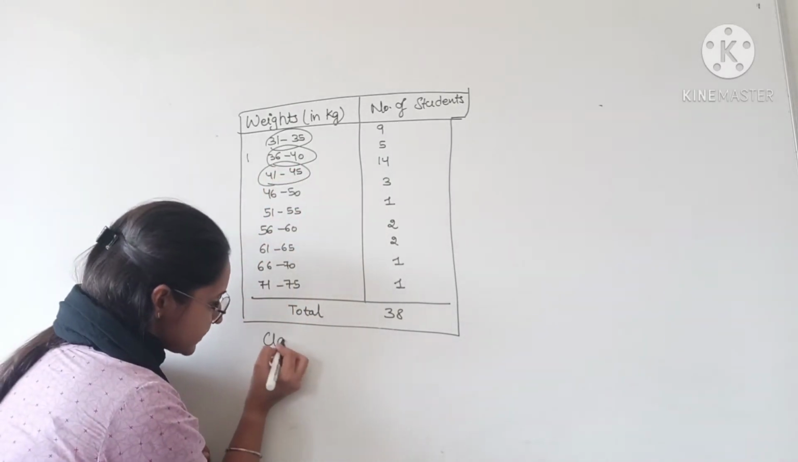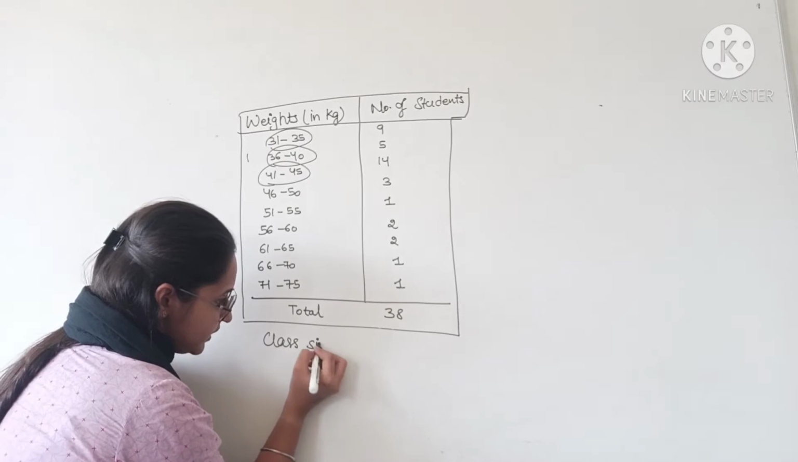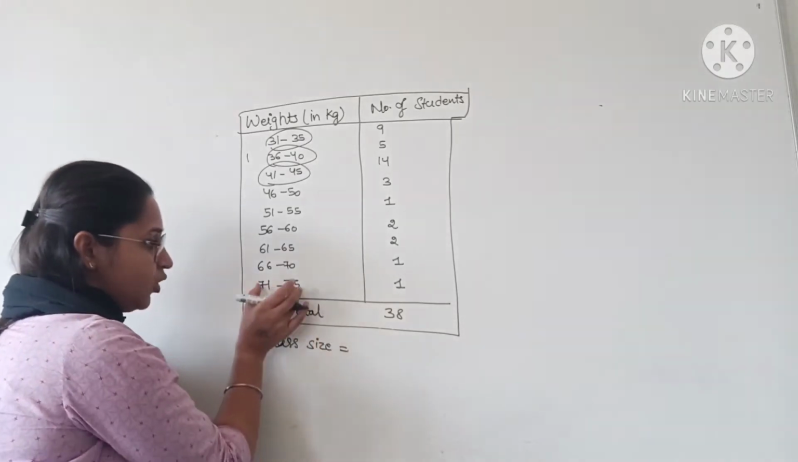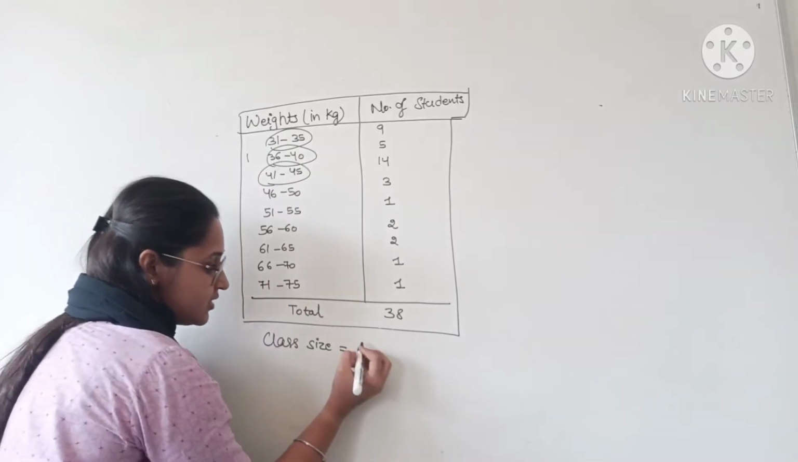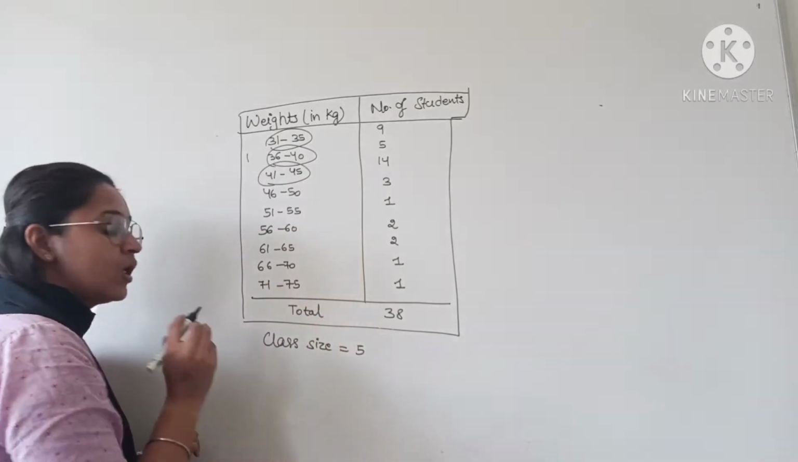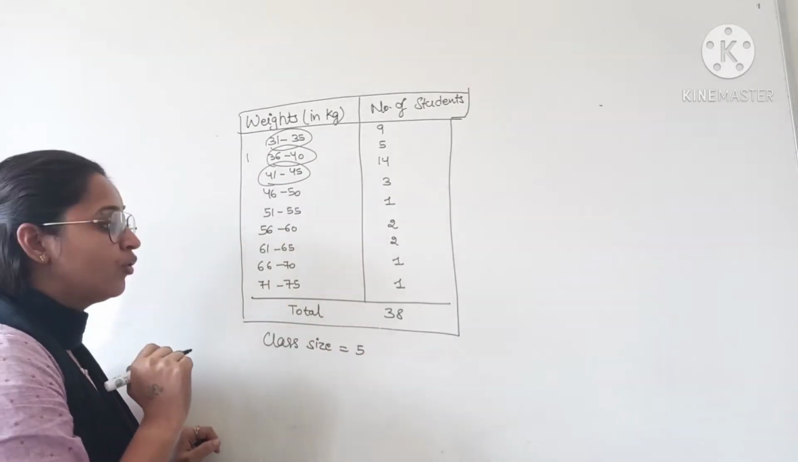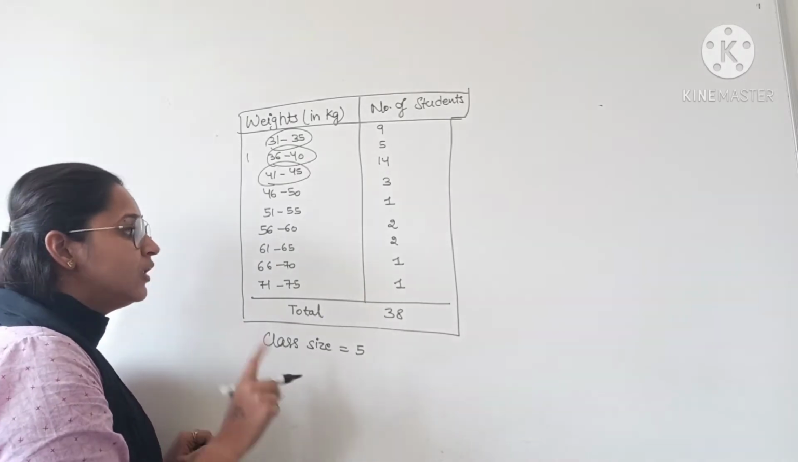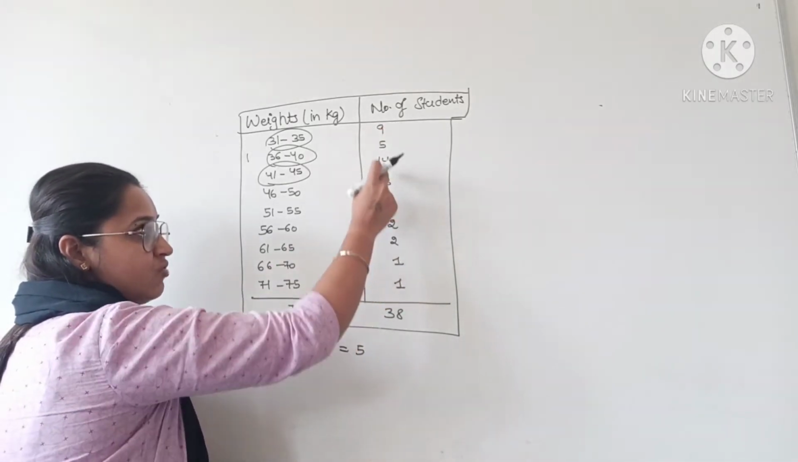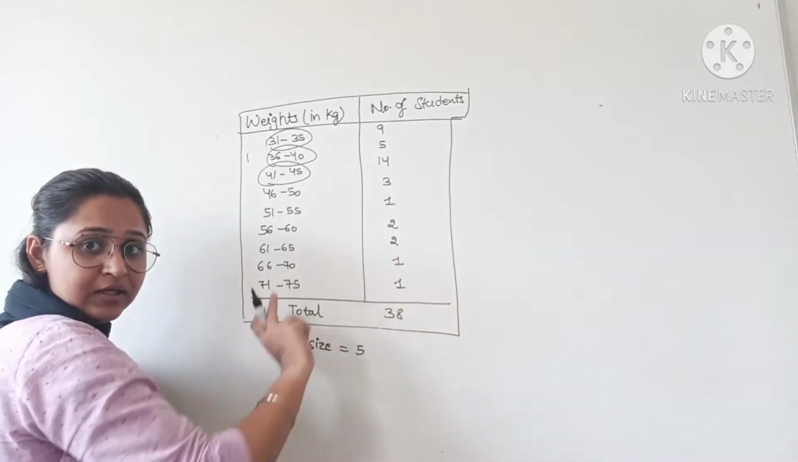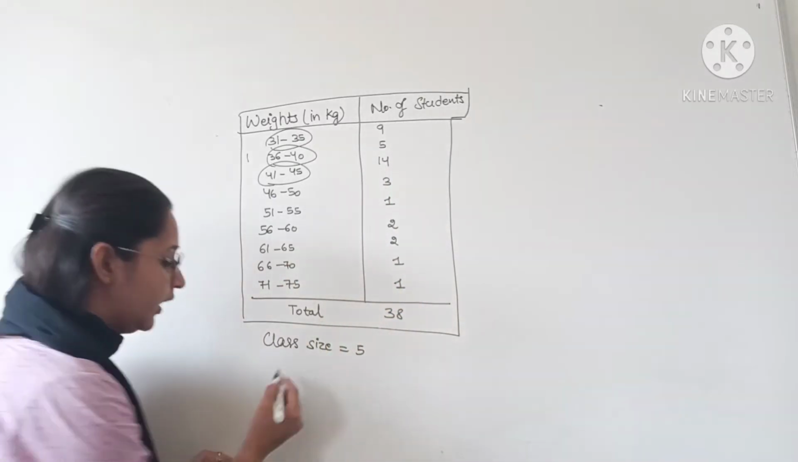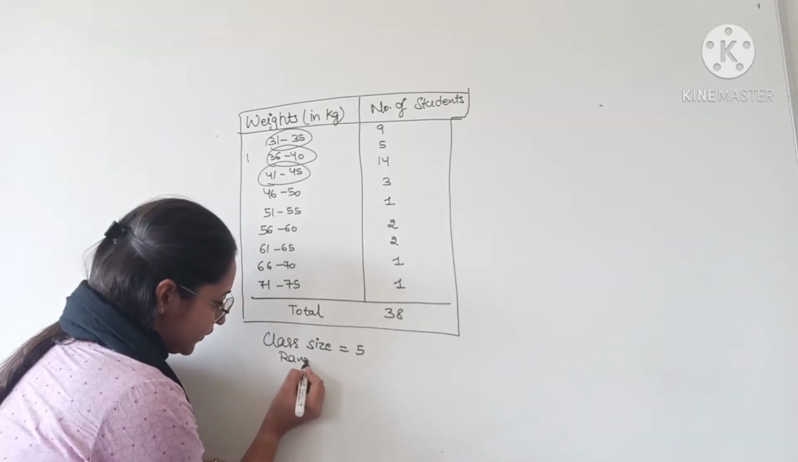And what is the class size? Class size means the size of this particular interval; you can take any interval. So class size is 5. Now come to the range. I have already told you that the range of the data is the highest value minus the lowest value. That is 40 minus 1, which gives you 30 as the range.